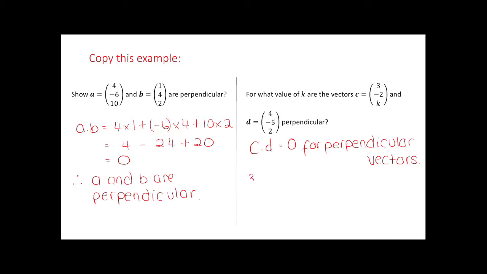So for this one, C dot D is going to be 3 times 4 plus negative 5 times negative 2 plus 2 times K. They're perpendicular, so it's equal to 0. So we've got 12 plus 10 plus 2K equals 0. And I can just work through it as an equation from there.